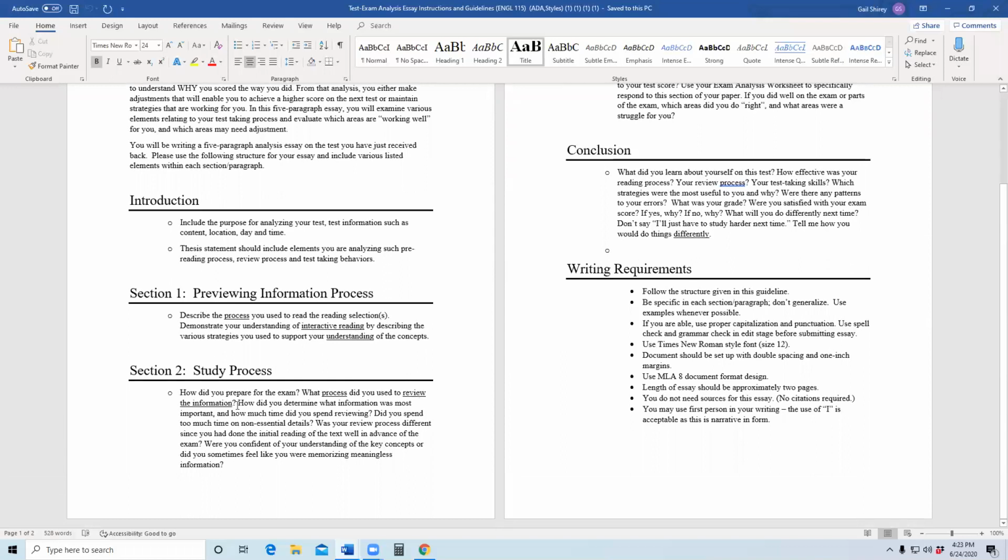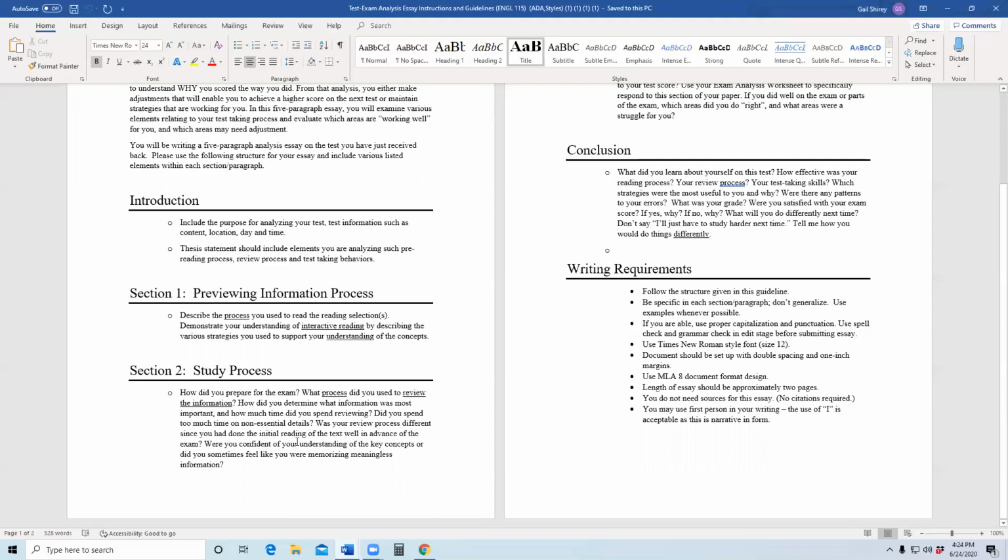And then the second one is the study process. What process did you use to review the information? Remember, when you are reading section 1, previewing section 1, you are not studying. That is not studying. Reading is not studying. After you've read the chapter, then what did you do to process that information?